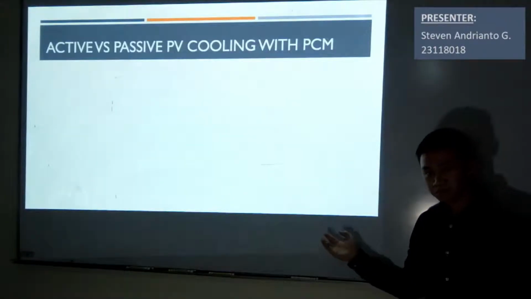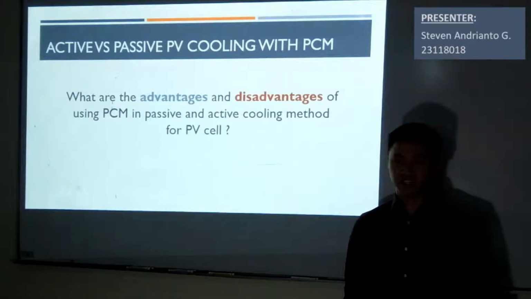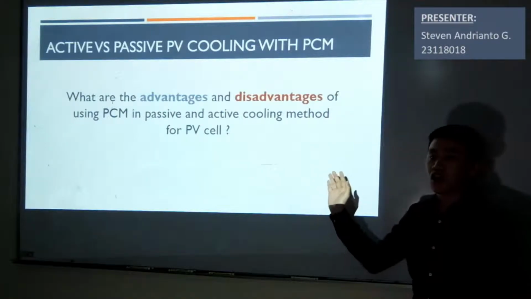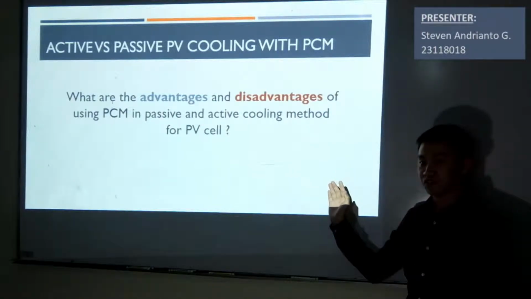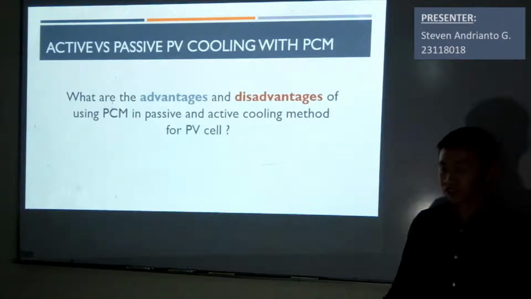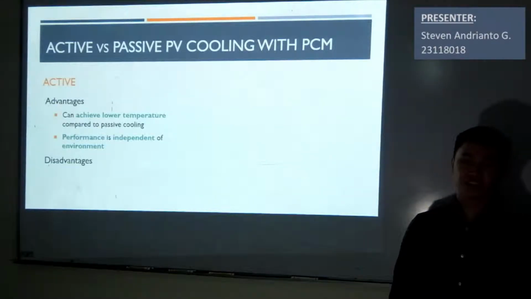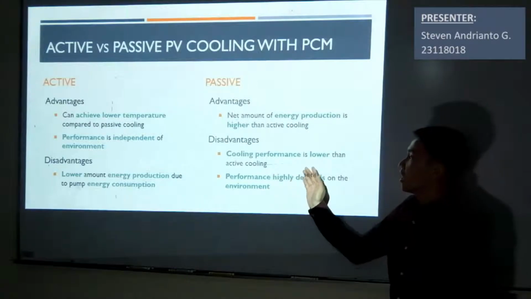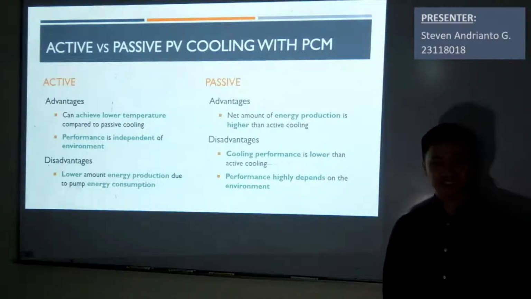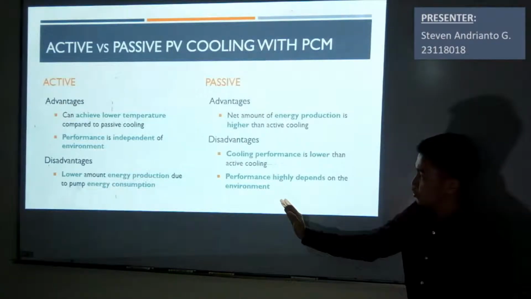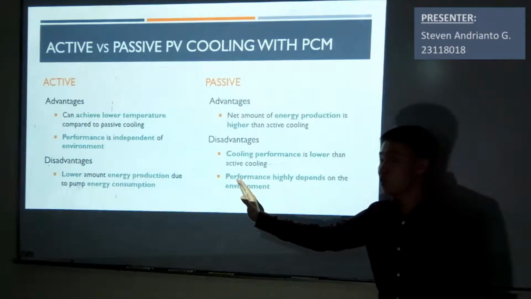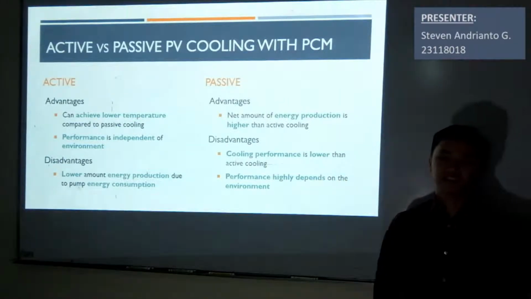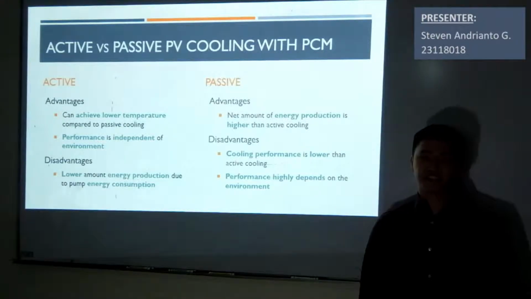Given that PCM is commonly used as passive cooling media, we came to a question: what are the advantages and disadvantages of using PCM in passive and active cooling method for PV cell? So, we did our own analysis and read a few more research papers, and thus we came to conclude these advantages and disadvantages. As we can see, we can get more advantages from using PCM as an active cooling media compared to passive cooling media. Therefore, our team decided that it is better to use PCM as an active cooling media.